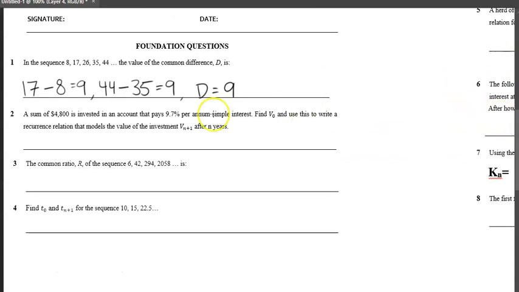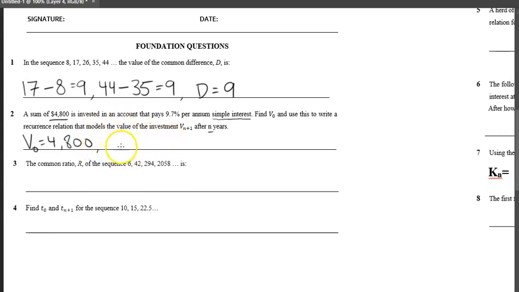The next question says a sum of $4,800 is invested in an account that pays 9.7% per annum simple interest. We have to find V0, which is the initial amount, and use this to write a recurrence relation that models the value of the investment after a certain amount of years, which is dictated by n. We know what V of 0 is. V of 0 is the initial amount, and this is generally stated within the question. So in this case, V of 0 is 4,800.